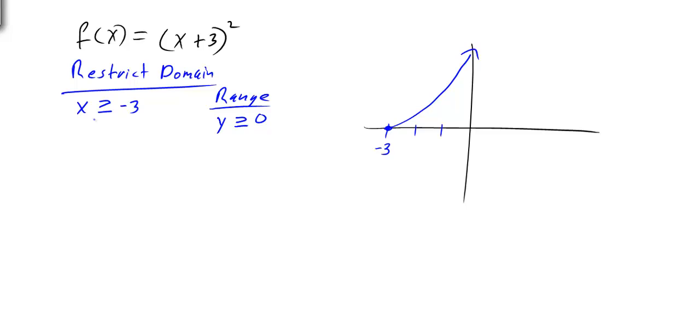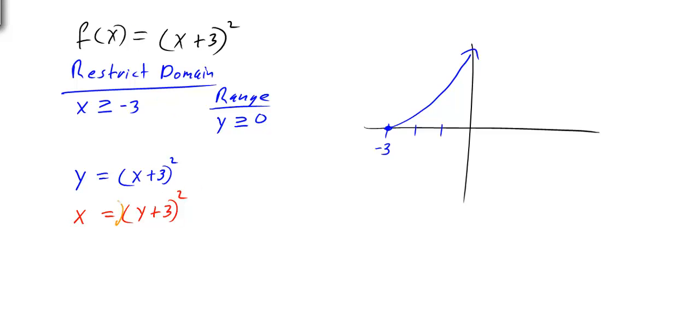So now we can actually find the inverse function. If we restrict the domain to x is greater than or equal to negative 3, that is therefore one-to-one. So I'm going to say we have y equals (x + 3) squared. Then I'm going to replace the y with an x, and the x turns into a y. And then we need to solve for y.